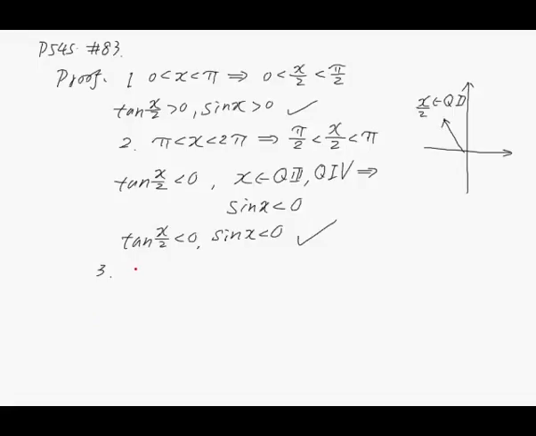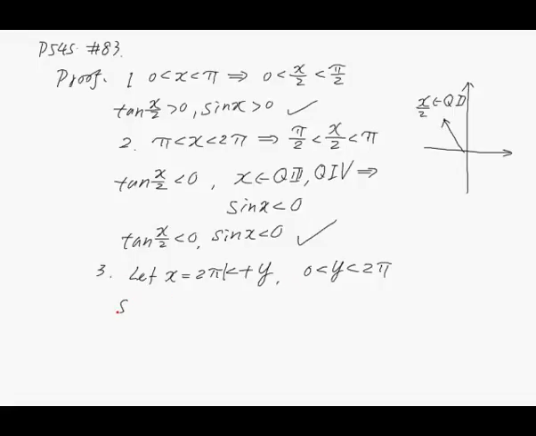In this case, we let x equal 2kπ plus y, with y between 0 and 2π, right? Any angle is coterminal with an angle whose radian measure is between 0 and 2π, right? So now let's look at sine x and tangent half x.